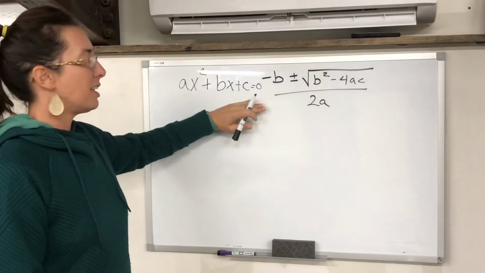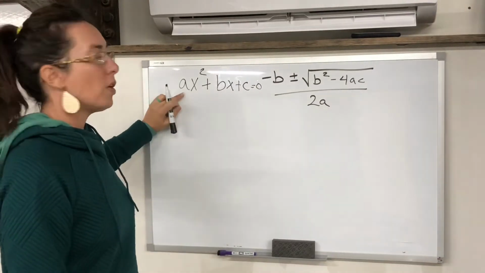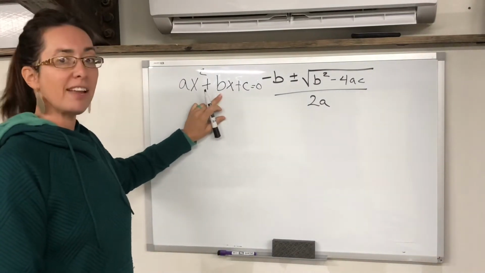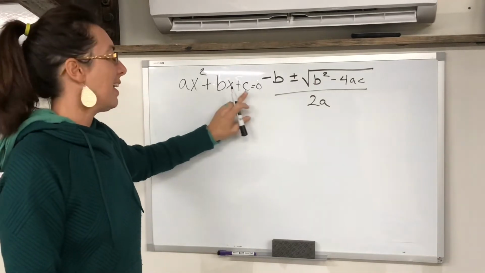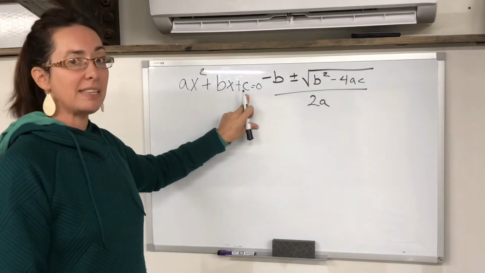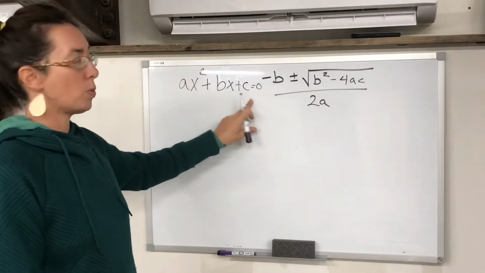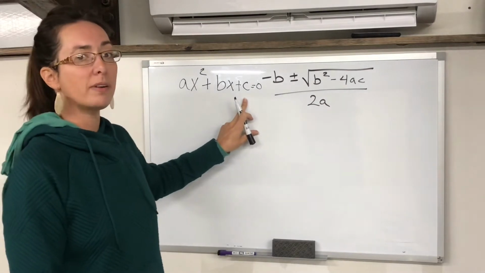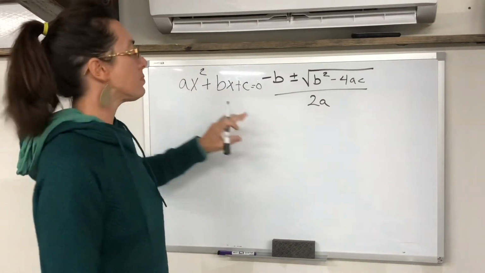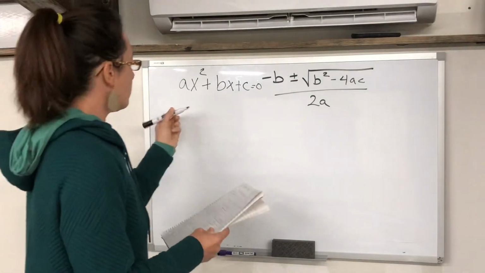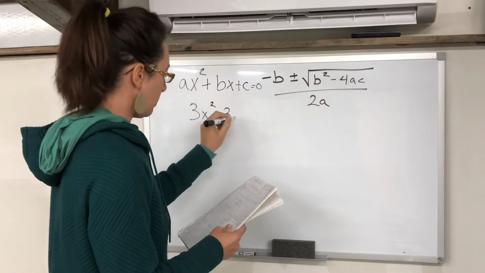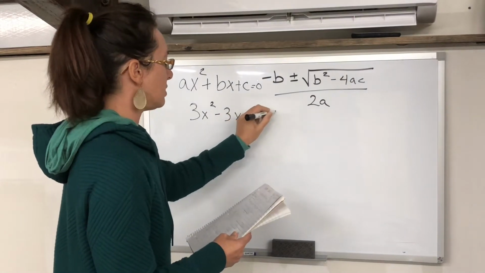When you set it to 0, we call the coefficient of the x squared a. We call the coefficient of the x b, and your constant is going to be c. They will always be in this order: a, b, and c. This is really important because it has to be labeled properly for you to use your formula properly. So as we move through, let's look at this one: 3x squared minus 3x minus 2 equals 0.